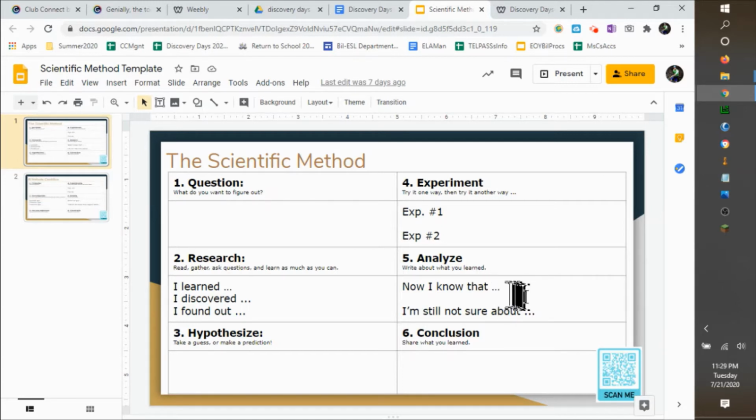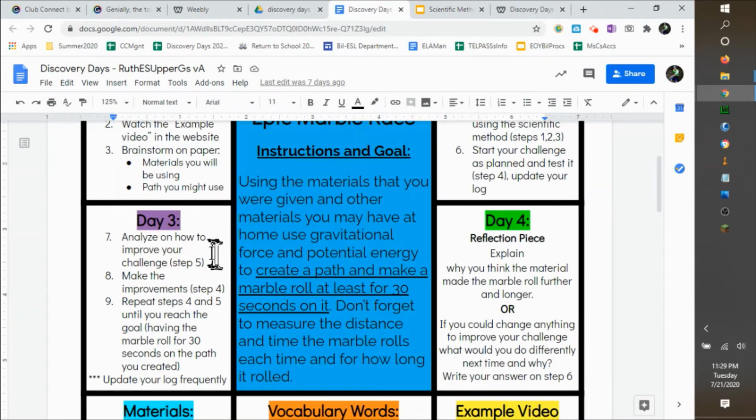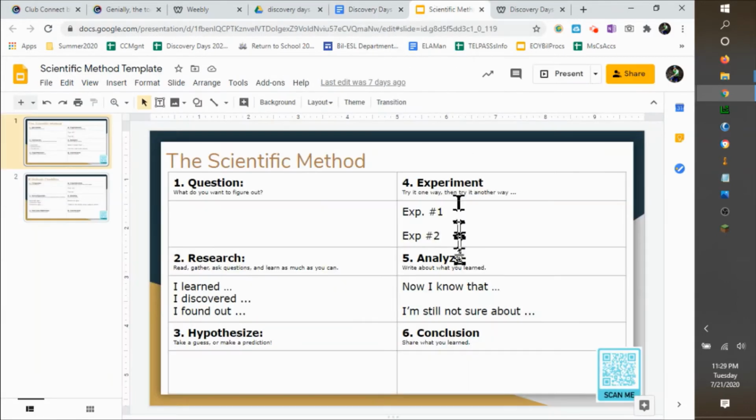This is the part where you think and you analyze what's going on and how can you make that marble roll all the way to 30 seconds. So that's going to be step number 7. Analyze how to improve your challenge. Then on step number 8, it says make the improvements. Okay, so once you've analyzed it, then you improve it again. You tried one way, then you're improving it.